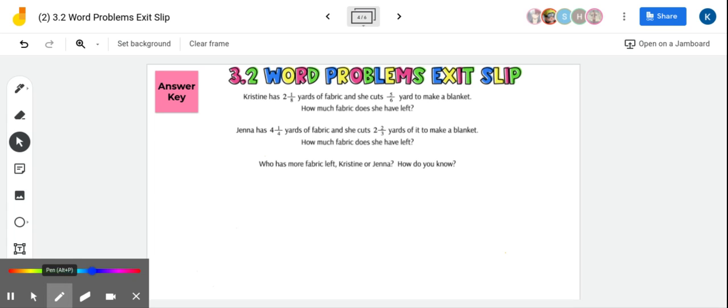In this video, we're going to review the following word problem. Christine has 2 1/8 yards of fabric, and she cuts 5/6 yards to make a blanket. How much fabric does she have left? So there are 3 different parts, and we're just going to start with this first one.